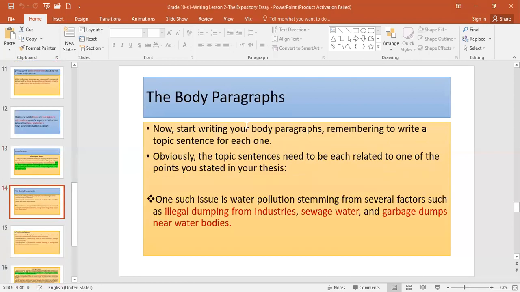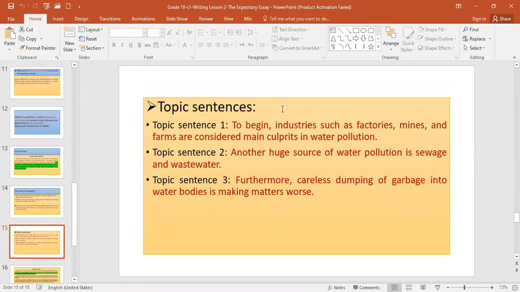Okay. Now start writing your body paragraphs, remembering to write a topic sentence for each one. Obviously, the topic sentences need to be each related to one of the points you stated in your thesis. One such issue, I'm talking about the first body paragraph now. One such issue is water pollution resulting from several factors, such as, sorry, this is my thesis. Then when we move on, those are the three topic sentences I'm going to use.